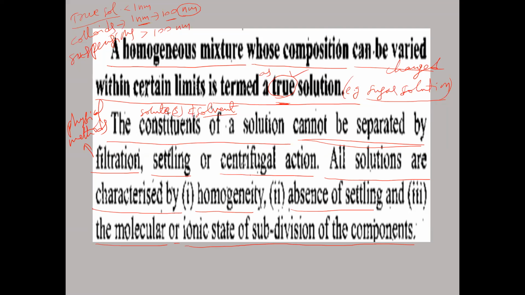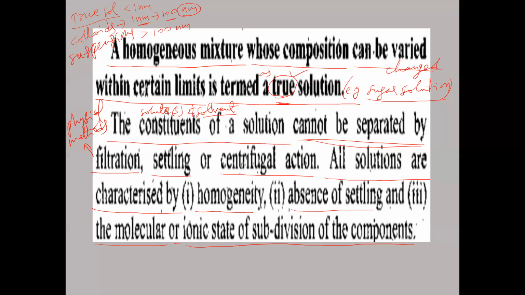And centrifugal action meaning what? Centrifugal action means, suppose you take the example of a blood test. When we give blood for a blood test, they take the blood in a test tube and keep it in a centrifugal machine, that is called a centrifuge. In the centrifuge, they keep the test tube with blood, and they rotate it at high speed.